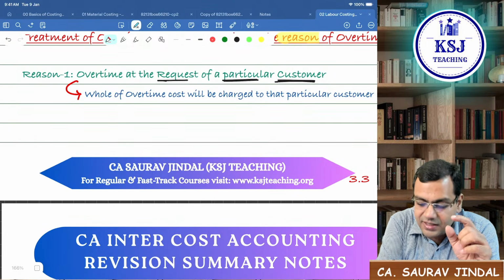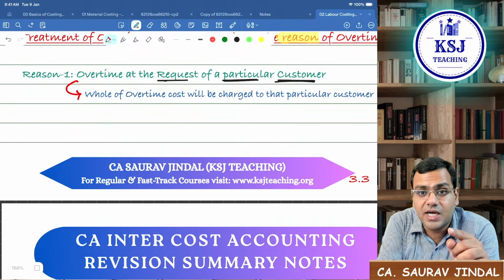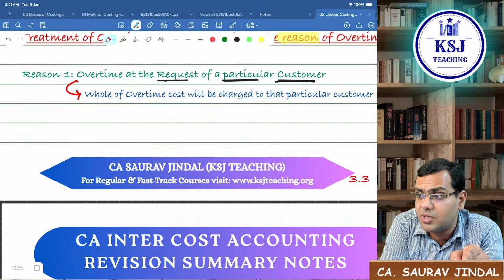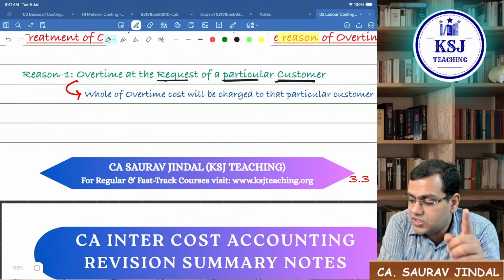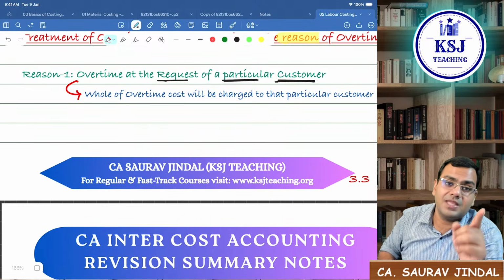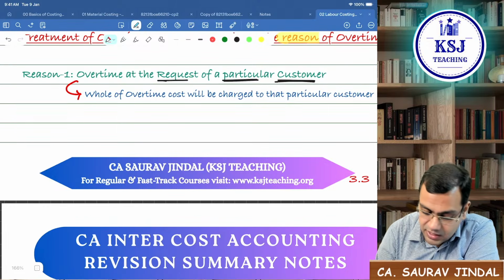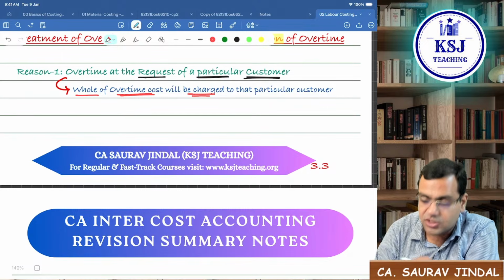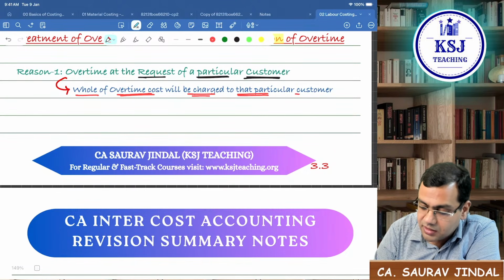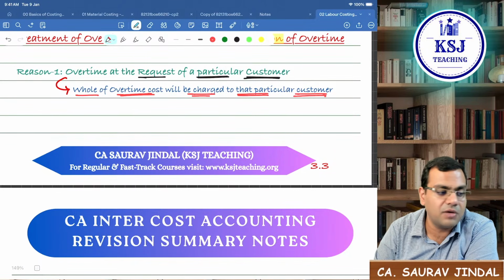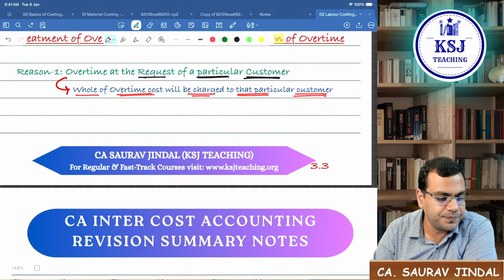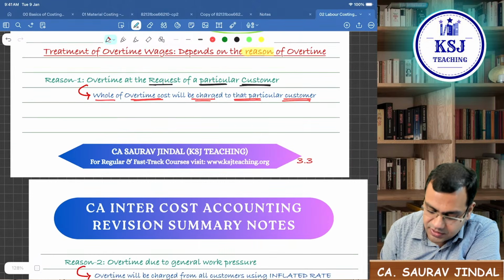So if it is at the request of the particular customer, can you charge the overtime cost from all the customers, or will you charge it from that particular customer only? Sir, in this case, you will charge the overtime cost from that particular customer only. The whole of overtime cost will be charged to that particular customer. You cannot charge it from all the customers. Clear? So this is the first reason.